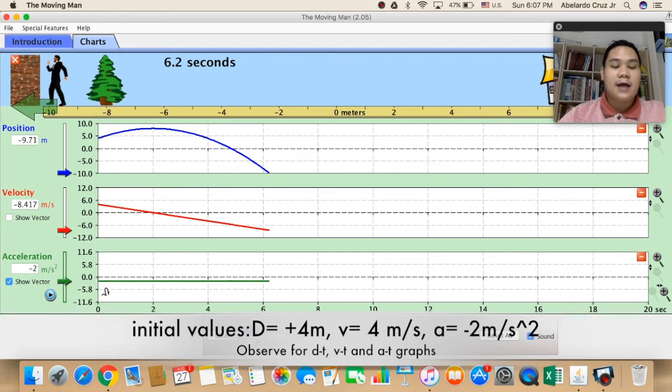Now, in an acceleration-time graph, we could observe that it has a negative constant line. In summary, in a velocity-time graph, if we have a negative constant acceleration, it will have a negative slope. Likewise, it will also have a negative curve in a position-time graph.